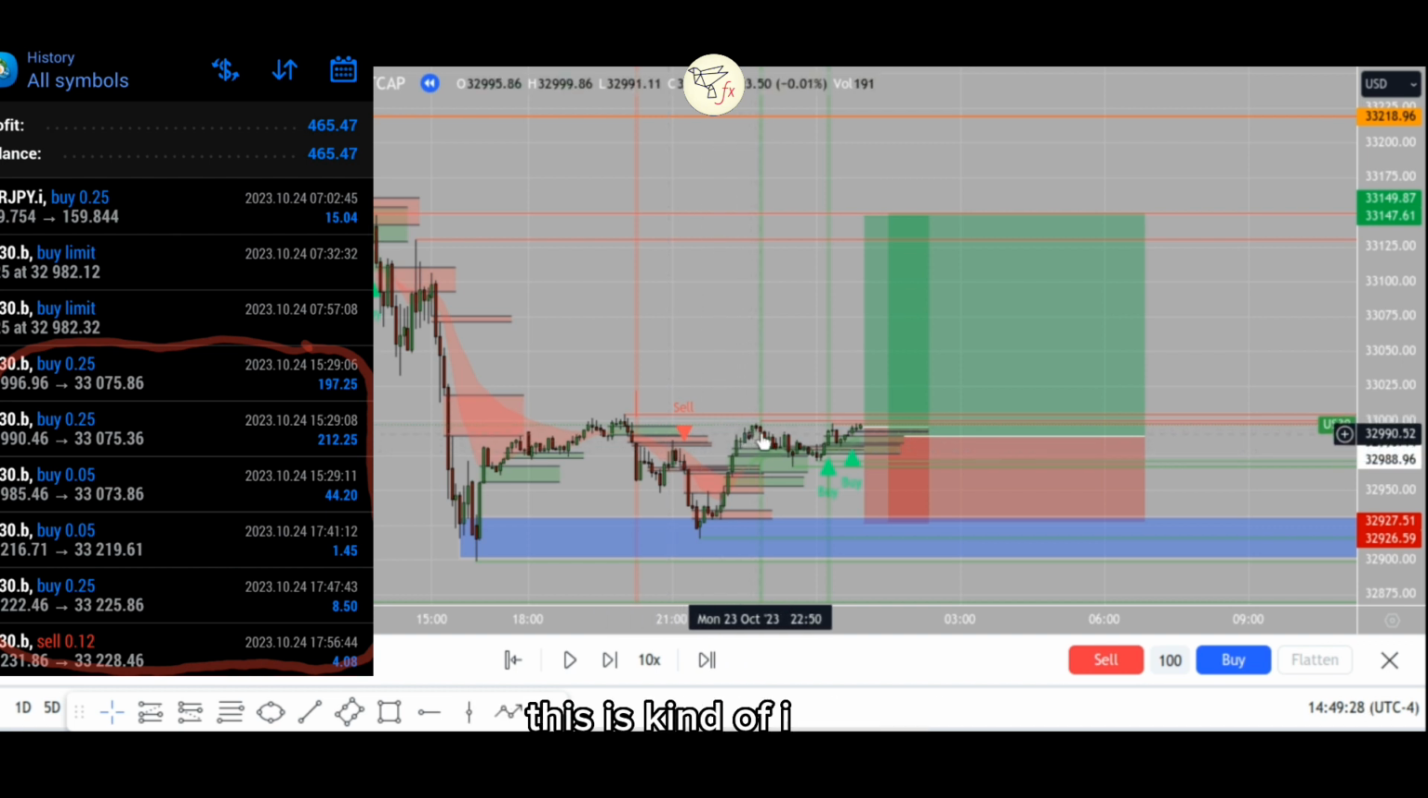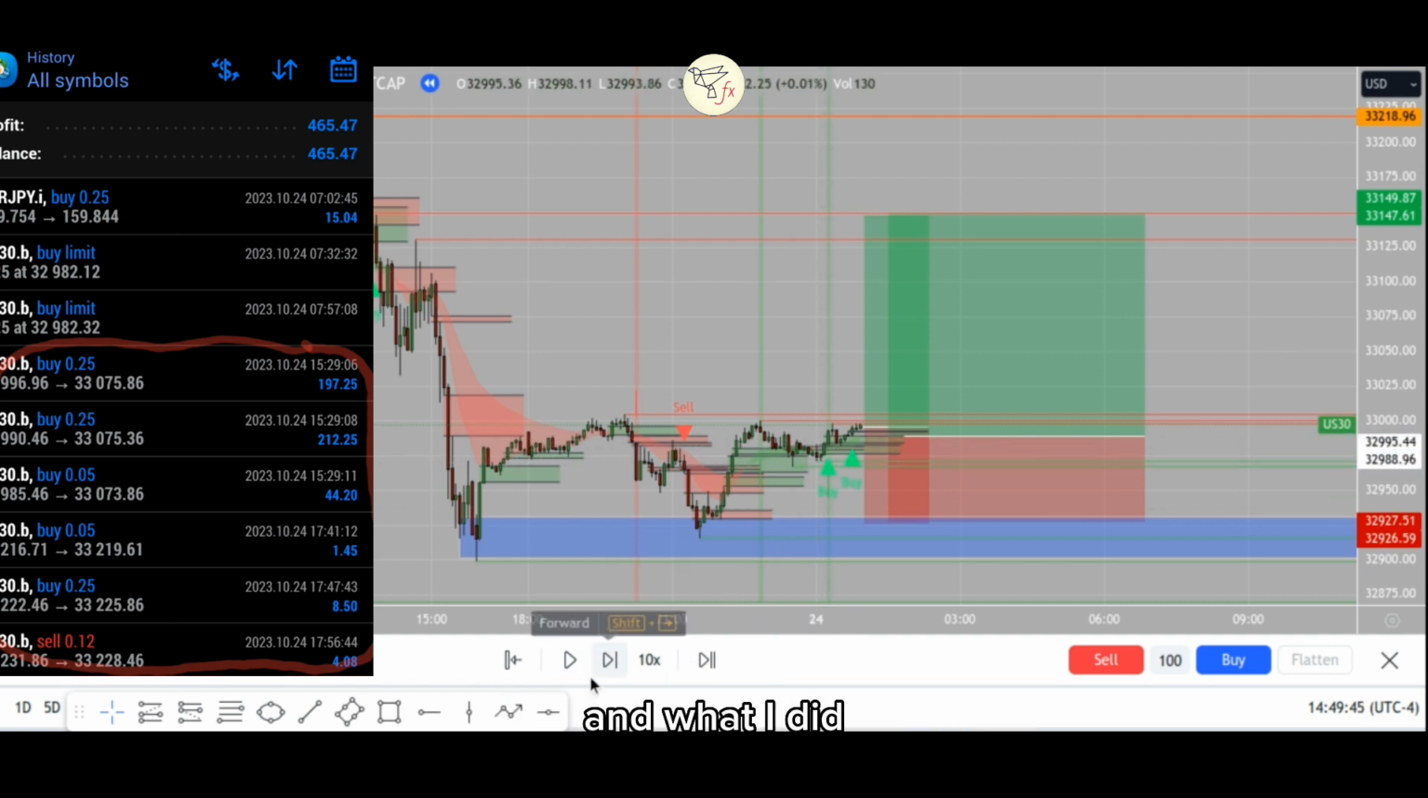This one is kind of invalid. It's a bearish candle with a buy momentum signal, right? So personally, I would wait for the next one. And that's exactly what I did. I waited for the next one over here. We got a buy signal.